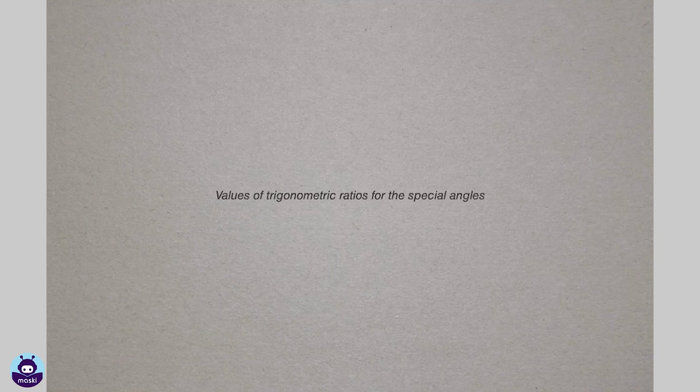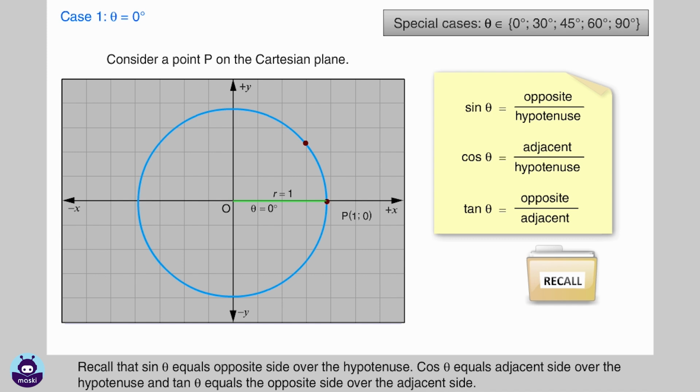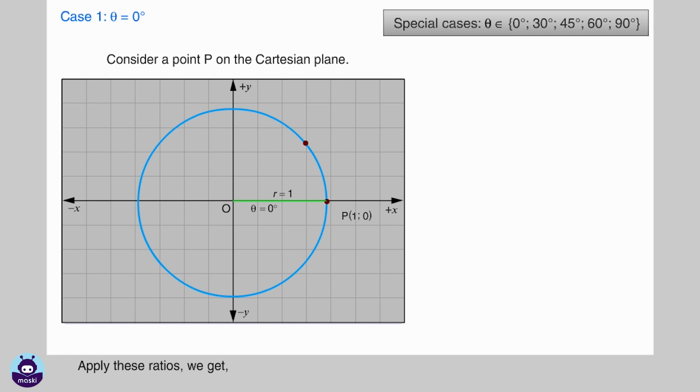Values of trigonometric ratios for the special angles. Recall that sine theta equals opposite side over the hypotenuse. Cos theta equals adjacent side over the hypotenuse, and tan theta equals the opposite side over the adjacent side. Apply these ratios. We get sine 0 degrees equals 0, cos 0 degrees equals 1, tan 0 degrees equals 0.